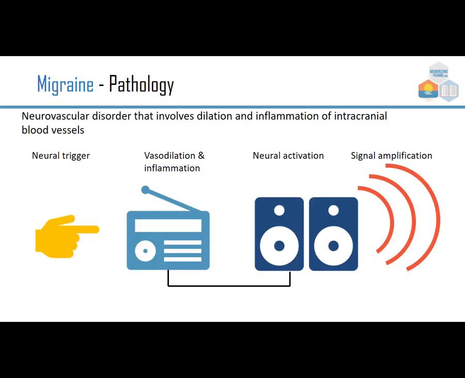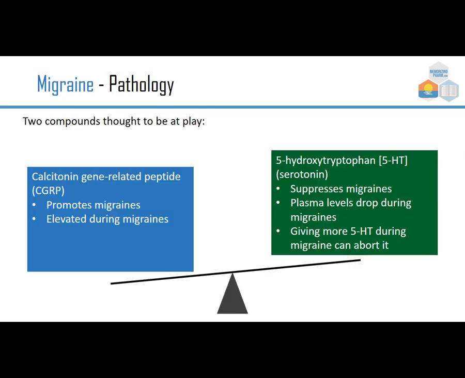A migraine is a neurovascular disorder that involves dilation and inflammation of the intracranial blood vessels. So we've got this neural trigger, vasodilation and inflammation, and then that goes to neural activation and signal amplification. The trigger turns on the radio, causing vasodilation and inflammation. The radio activates the speakers, further activating the brain, and the radio waves carry the signal even further, and it's amplified and pain increases.